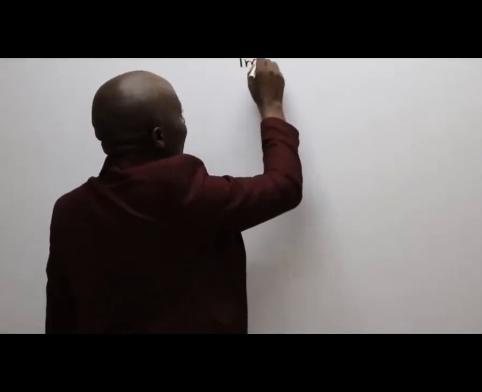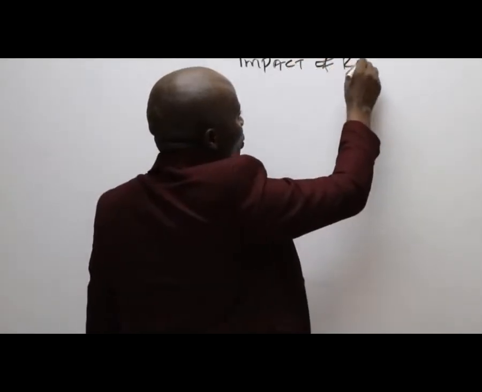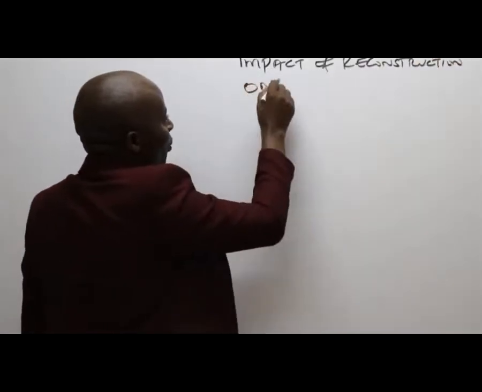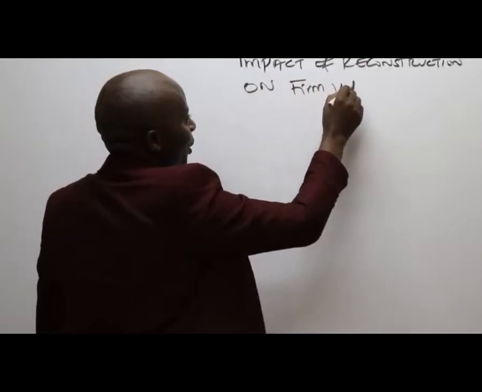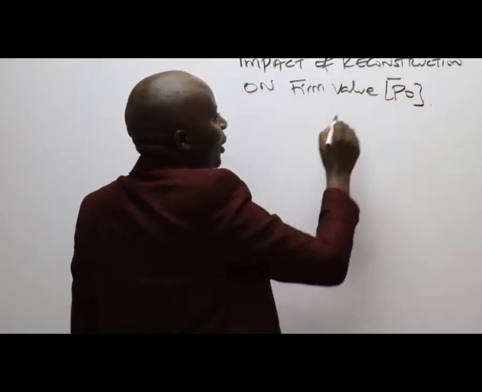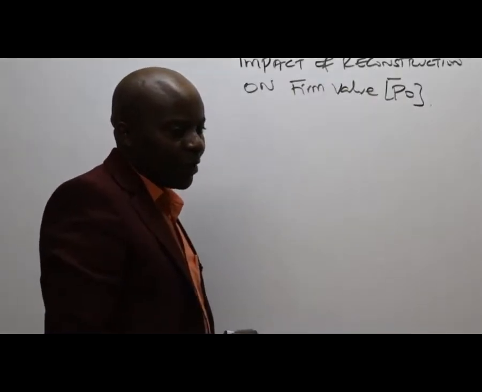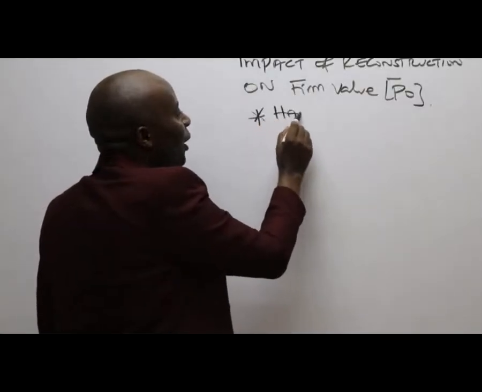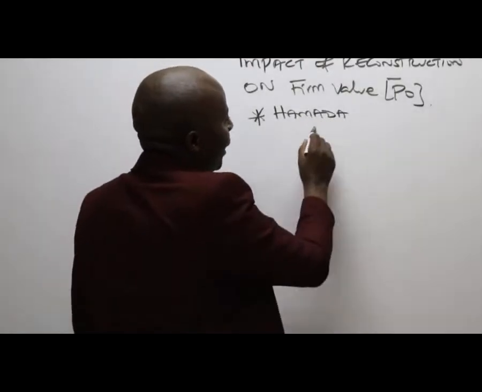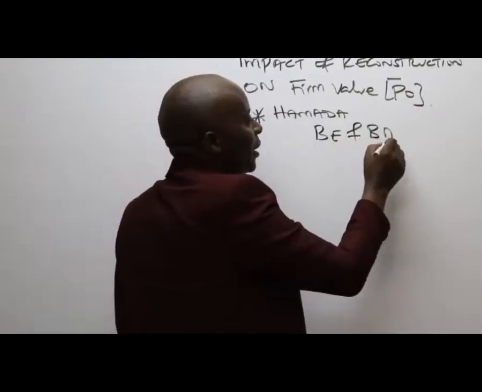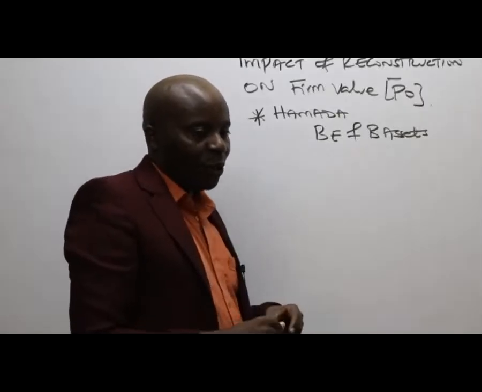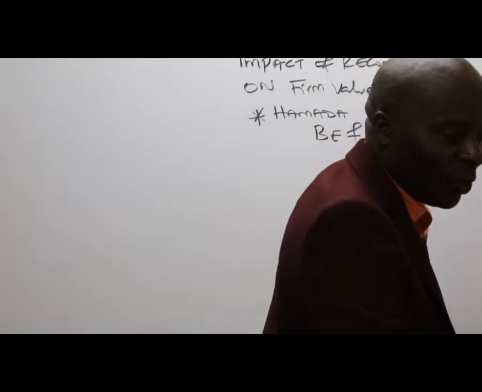So today we are looking at the impact of financial reconstruction on firm value. To be very specific, on the price per share. And really, the major agenda here is to show you the connection between beta equity and the beta assets, using Hamada's model.